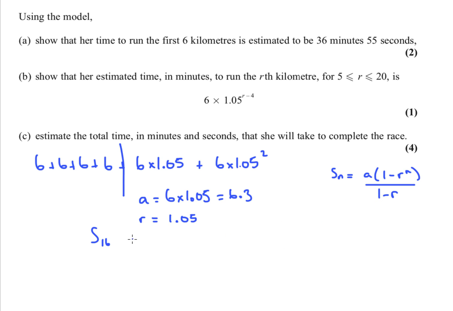N is going to be 16, so we've got 6.3 times 1 minus 1.05 to the power of 16 over 1 minus 1.05. That comes out at 149.04.